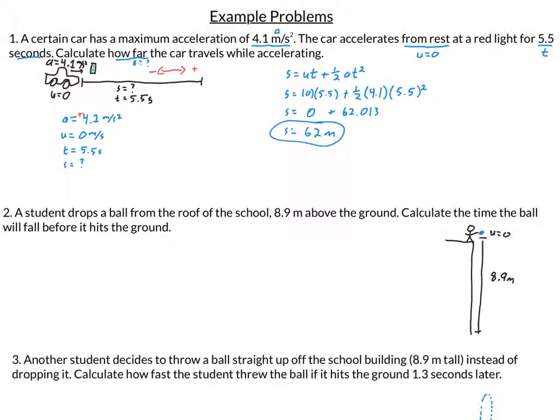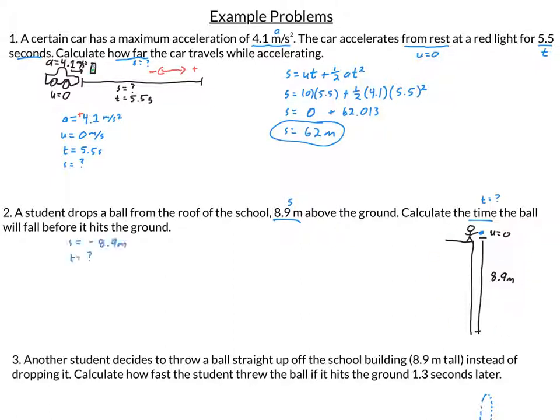All right, let's look at a free fall problem here. I have a student dropping a ball from the school building. The school building is 8.9 meters tall. That's how far the ball is going to fall, my displacement S above the ground. Calculate the time t equals question mark, the ball falls before hitting the ground. So I sketch out a picture, kind of like this over here, and then I go ahead and start making my variable bank.